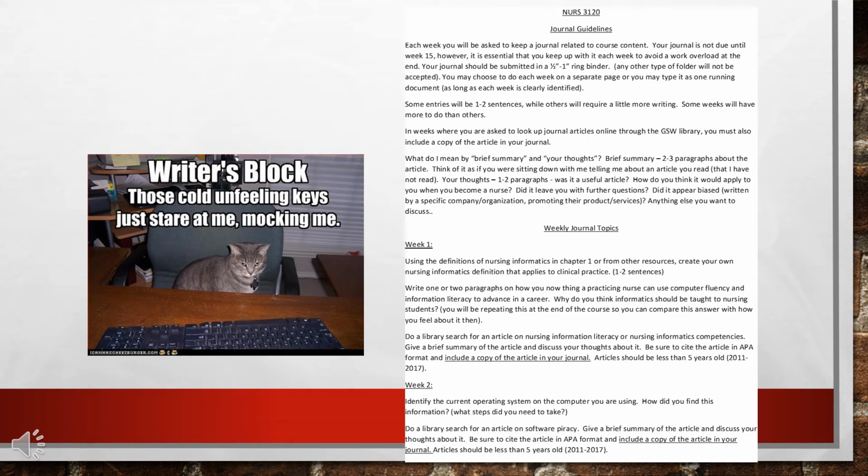The actual journal itself should be turned in hard copy. It should be in a 1.5 inch to a 1 inch 3-ring binder. Any other type of folder will not be accepted. None of the paper folders. I need a 3-ring binder.